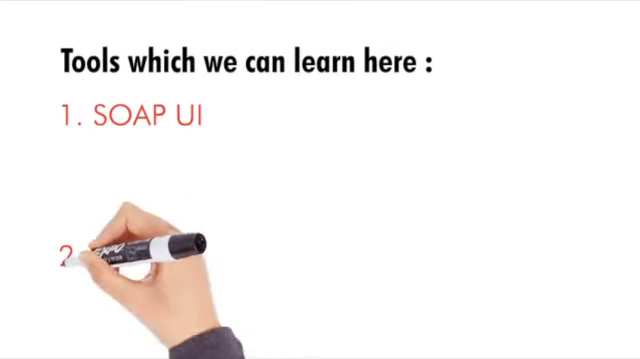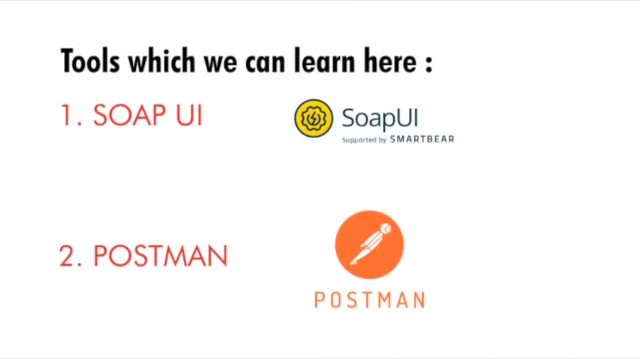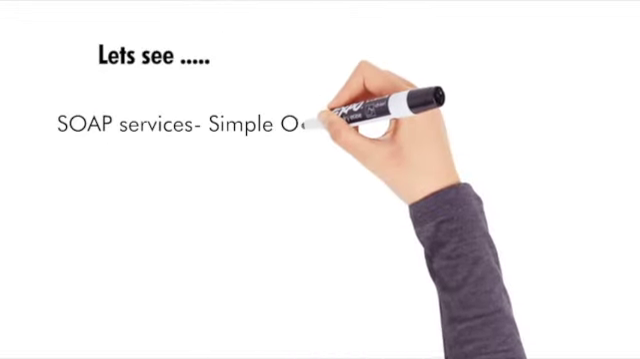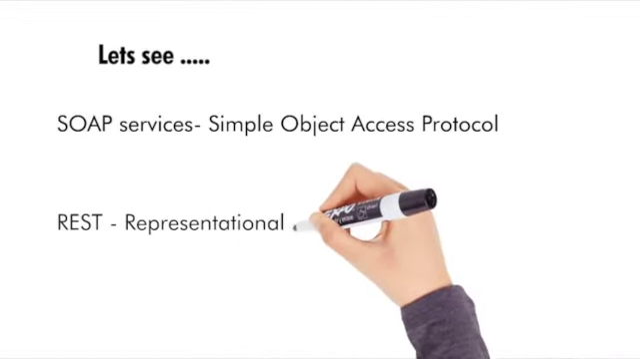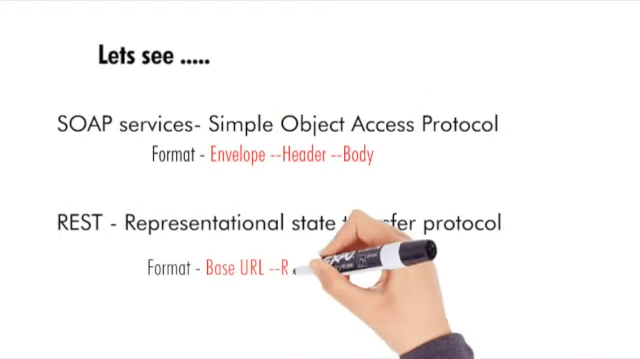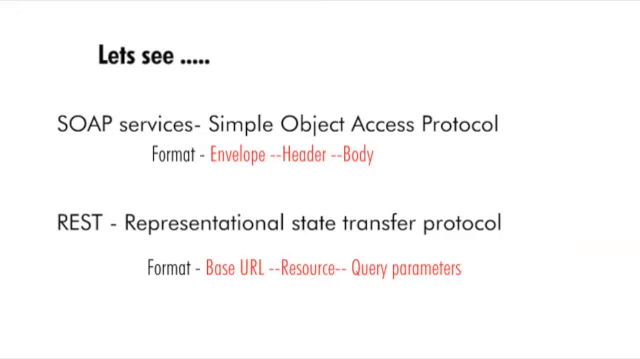So here are the tools which we can learn in this video. First one is SOAP UI and second one is Postman. Both can be used to handle SOAP and REST requests. There are two types of services, SOAP services and REST services. SOAP means Simple Object Access Protocol. Its format is envelope, header, and body. REST means Representational State Transfer. Its format is base URL, resource, and query parameters.